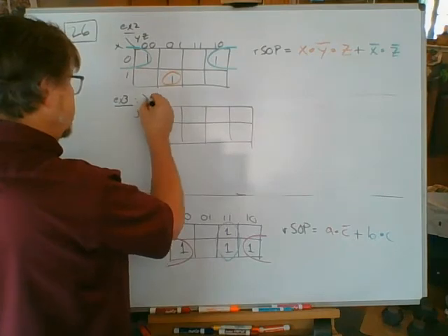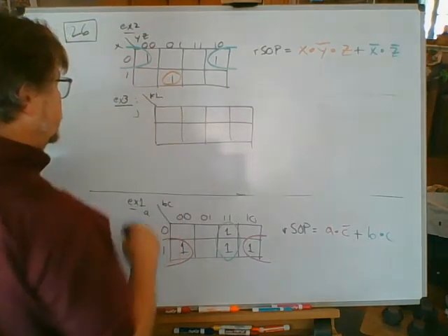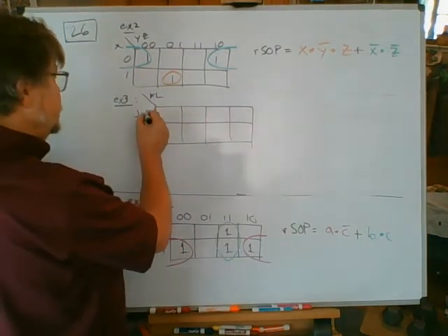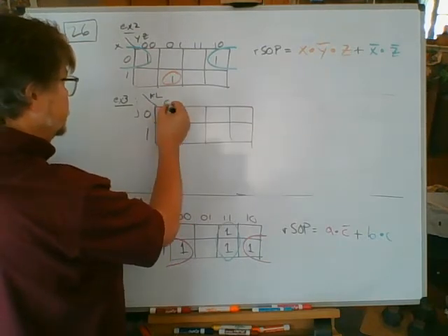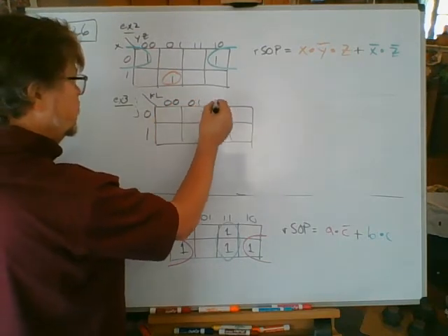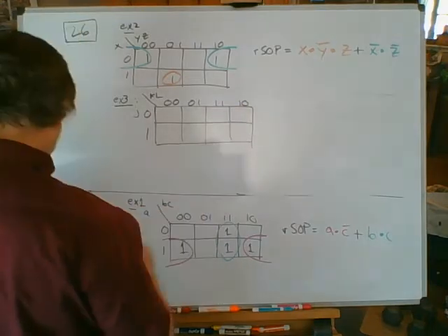I'm going to say JKL. Make it a capital L so it doesn't look like a 1. 0, 1. Then going across the top: 0, 0, 0, 1, 1, 1, 1, 0.